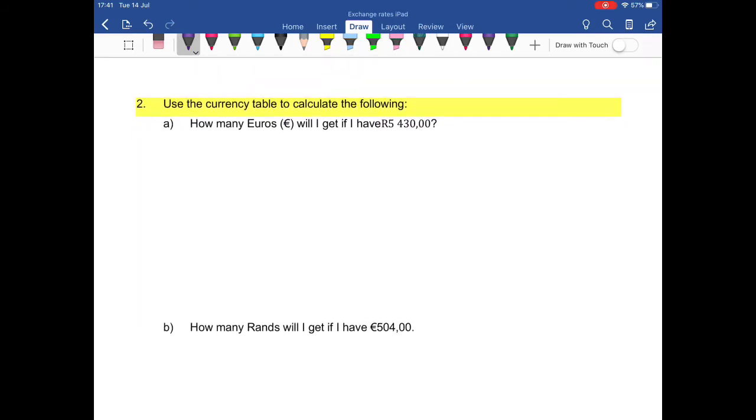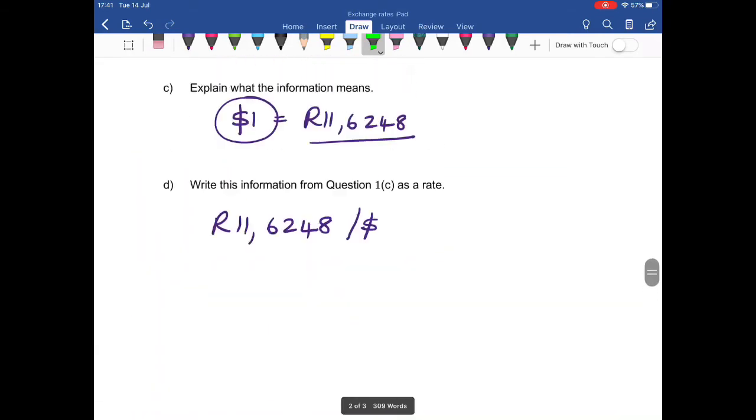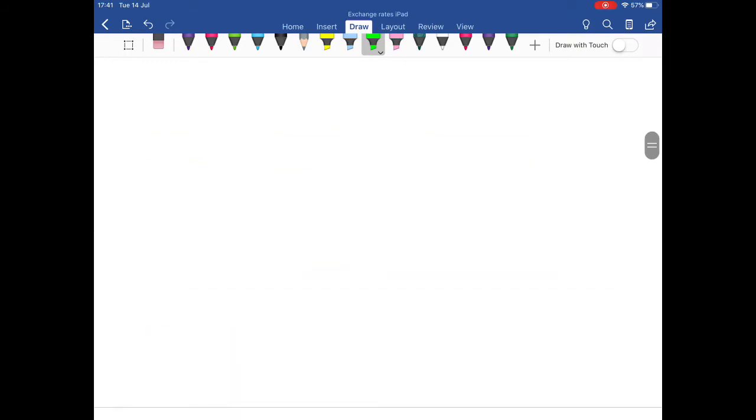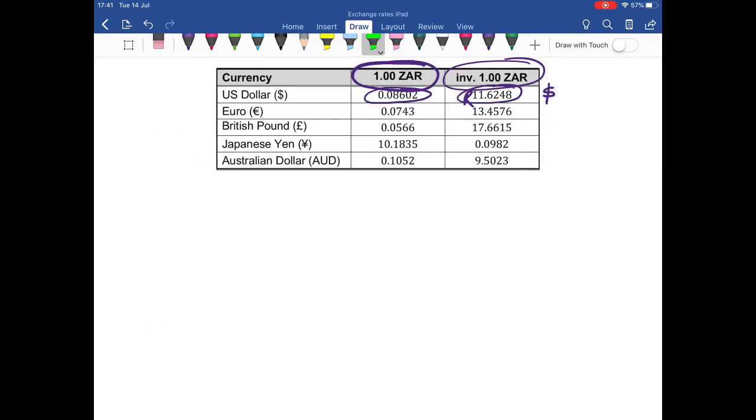So use the currency table to calculate the following. How many euros? So you need to know I'm comparing euros with rands. So I would go back to the table and look for euros and rands. These are all rands here, all rands there. So I look for my euros, and that is the line I look at. And whether you use this table or that table, whether I use that value or that value, you're going to get to the same answer. There might be a few cents difference.